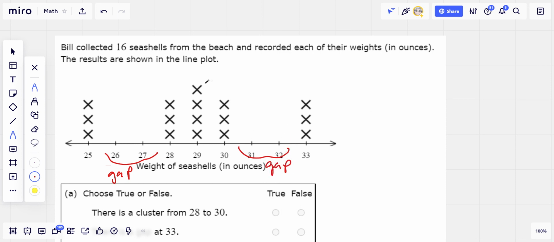The peak might be obvious. That's going to be your high point. So those two are pretty easy. A cluster is a bunch of numbers where you have lots of data. So this would be a cluster.